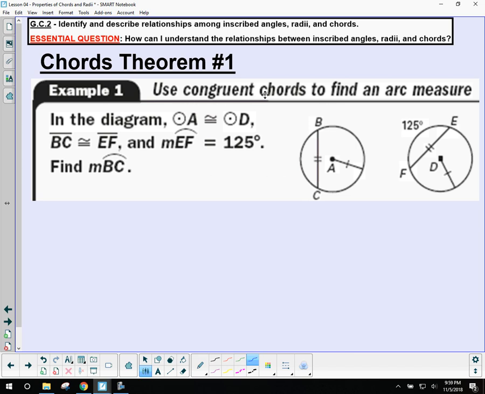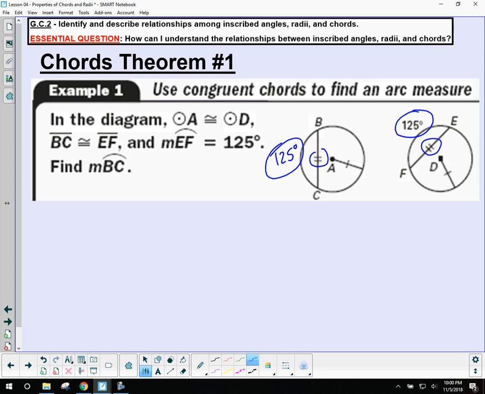Use congruent chords to find the arc measure. Guys, this should be real quick. In the diagram, circle A, circle D, BC is congruent to EF. Arc EF is going to be 125. Find arc BC. Guys, this chord is congruent to that chord. That means this arc is going to be congruent to this arc. Easy peasy. Also, these circles are congruent. Notice the radius is the same in both.